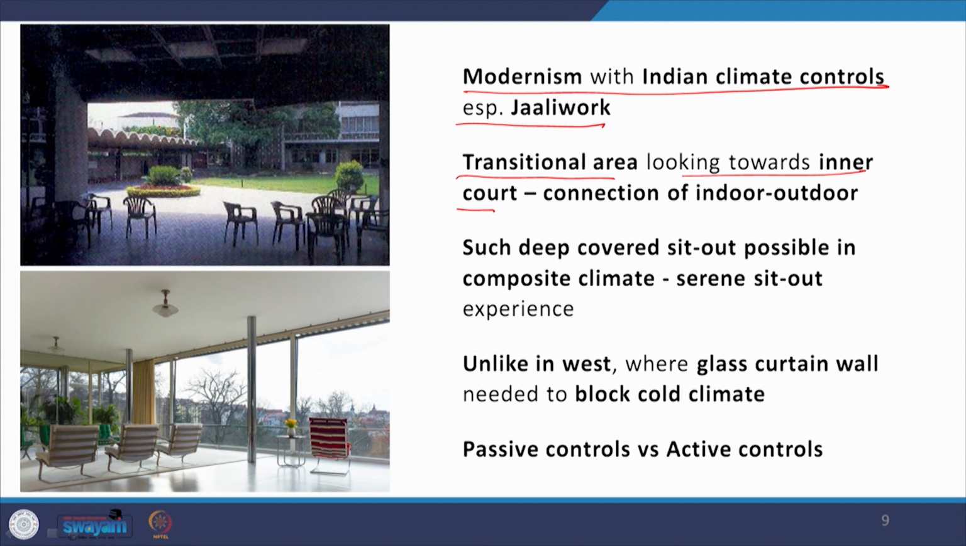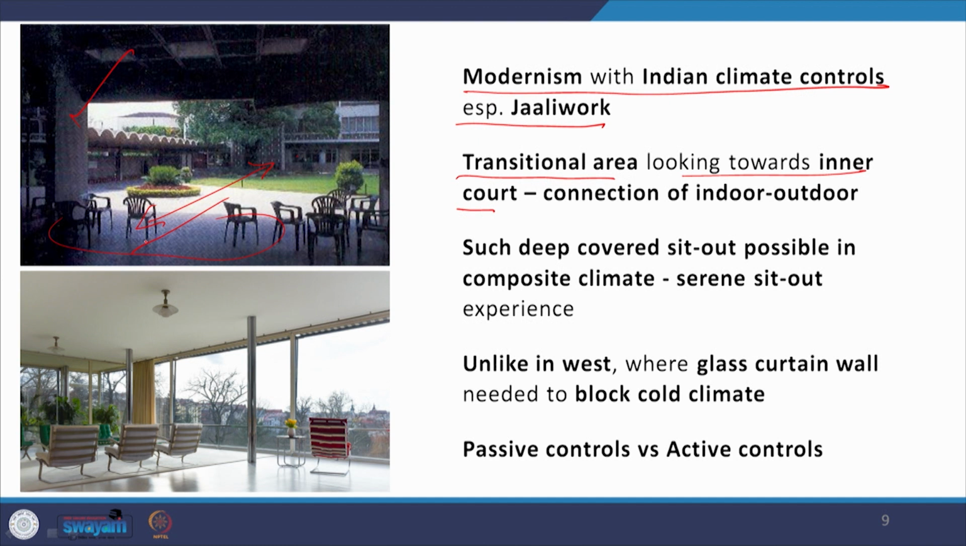So for example, in this space that you see here, there is this very deep space open to the outside. So there is this connection between the indoor and the outdoor. So when you are occupying this space, sitting in this very deep veranda, you are away from the glare of the sun, but you are connected with the outdoors.